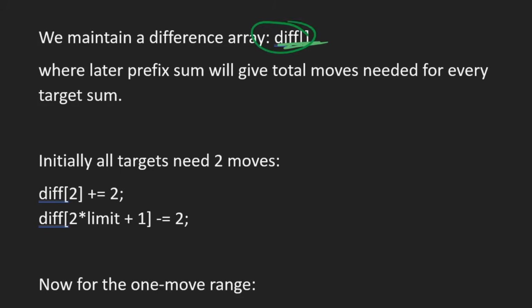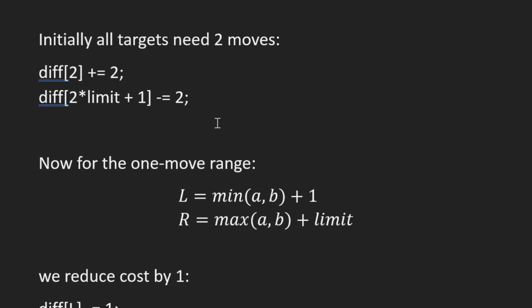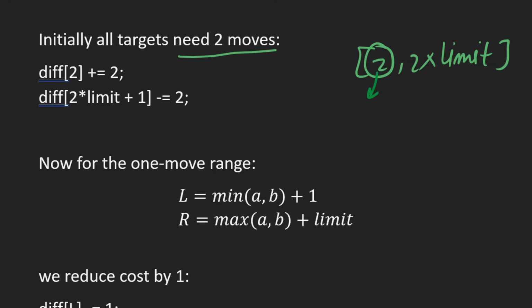And when we apply prefix sum on this, it will give the total moves that we need for every target sum, right? So let's see. Initially all targets need two moves, and our target range is from 2 into 2 to 2 into limit, right? So what we do is we will add plus 2 here, and then we subtract minus 2 in the next element, that is 2 into limit plus 1, right?